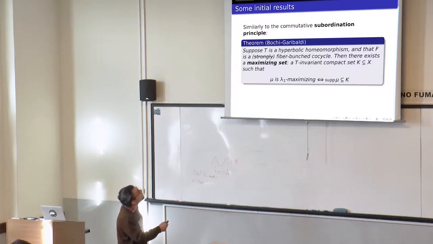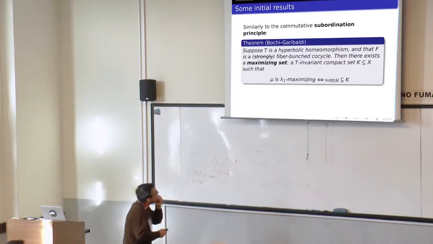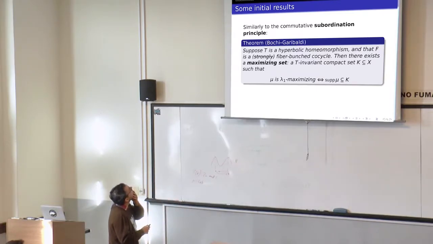And what's the conclusion? You have a compact invariant set such that a measure is maximizing for the Lyapunov exponent if and only if the support is there. Okay. Actually, we prove that if the dimension is 2, then we have exactly this kind of statement. If the dimension is bigger than 2, then we need a stronger version of fiber bunching.